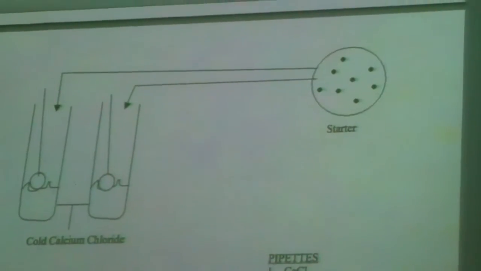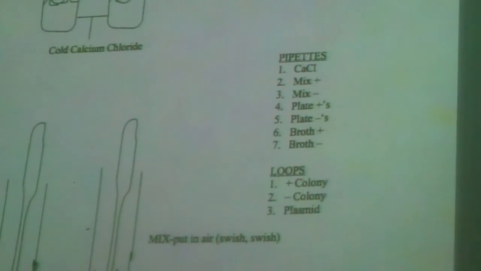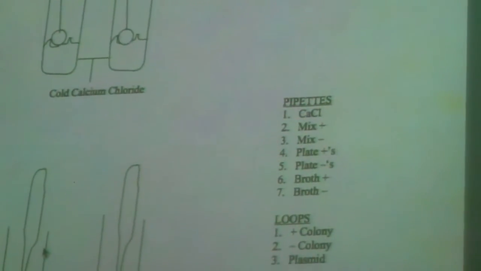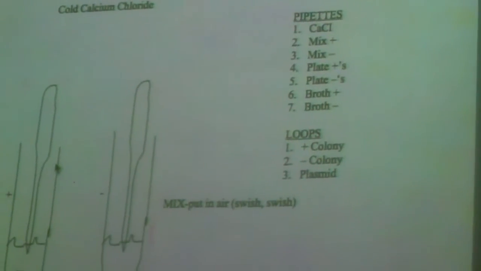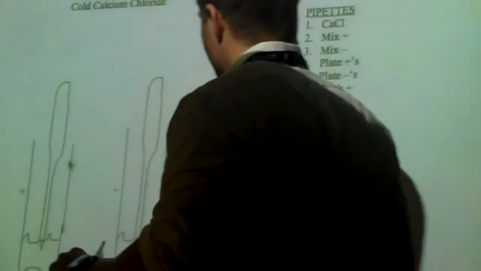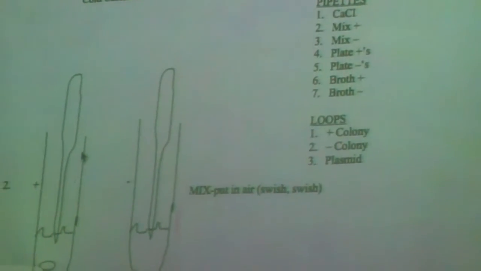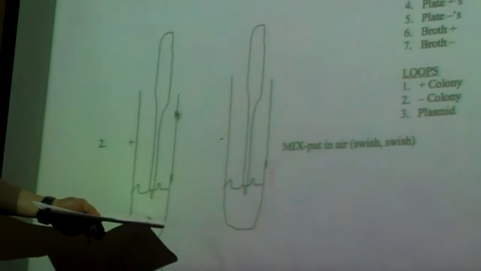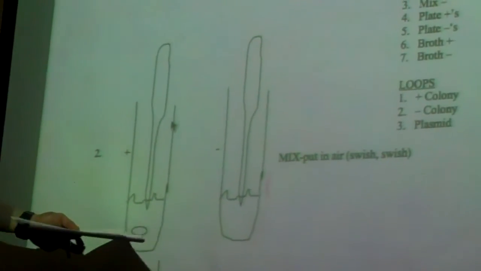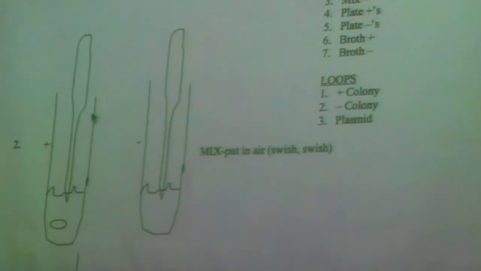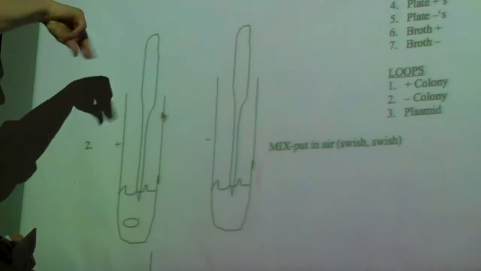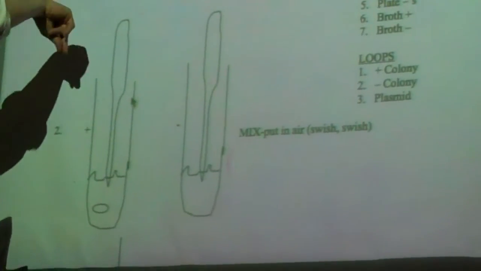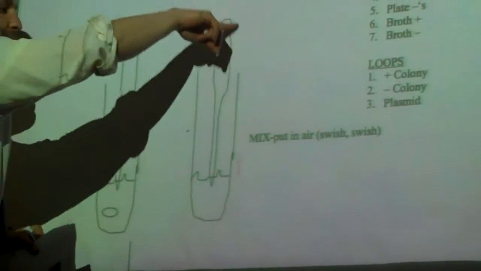Now, what the calcium chloride does, we won't worry about that yet. Notice, one of these is the plus. This one gets the plasmid. This little thing here represents number 2, the one that gets the plasmid. This is the one that doesn't get the plasmid. This is a pipette, by the way. Remember pipettes?